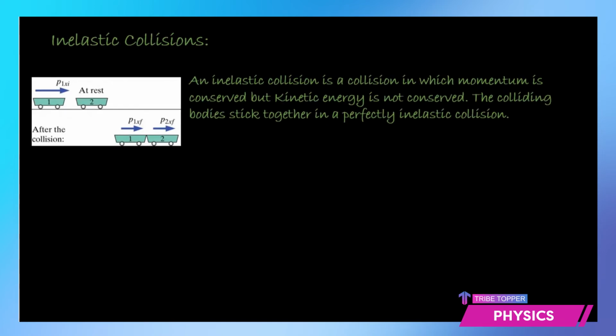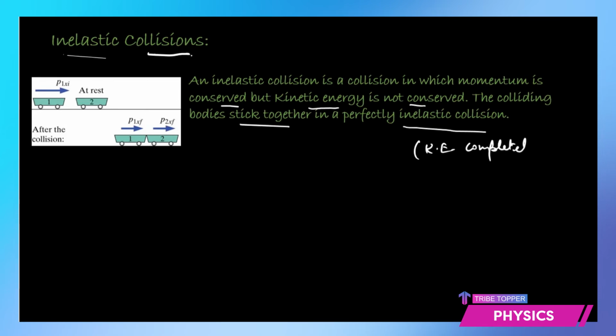Now let's talk about inelastic collisions. An inelastic collision is basically a collision in which momentum is conserved but kinetic energy is not conserved. So the kinetic energy is lost, sometimes completely and sometimes partially. In general, the colliding bodies stick together when it is a perfectly inelastic collision. That means in a perfectly inelastic collision, kinetic energy is completely lost.